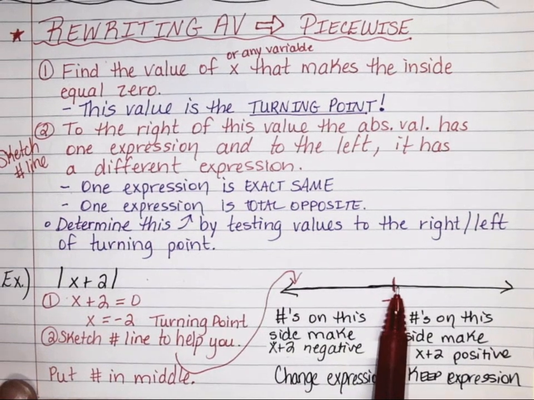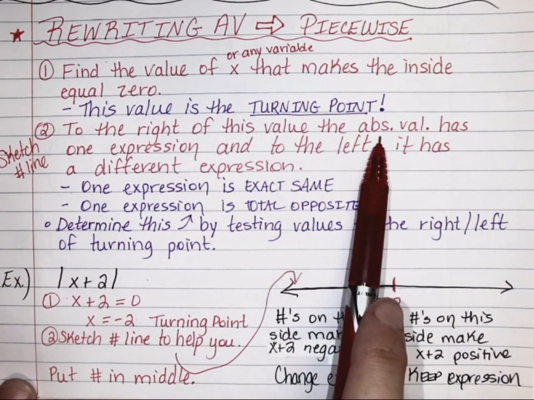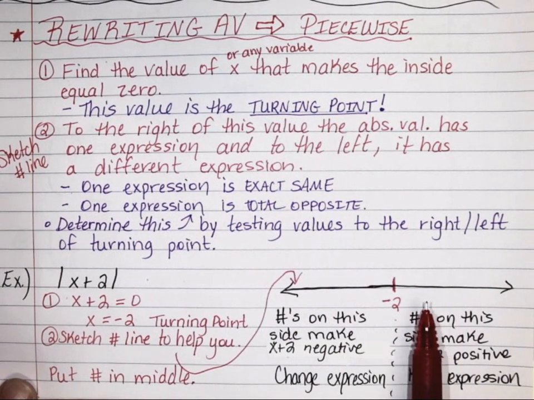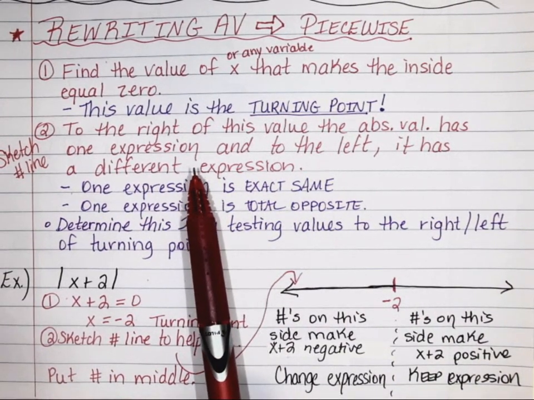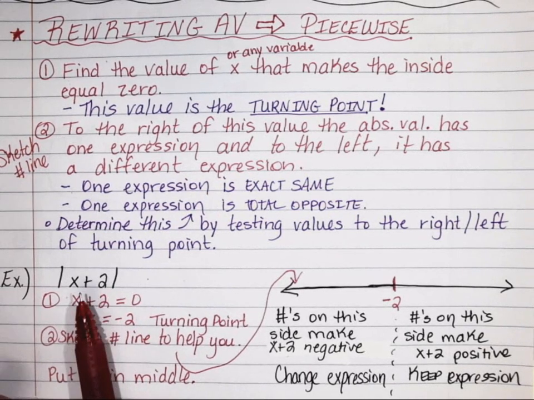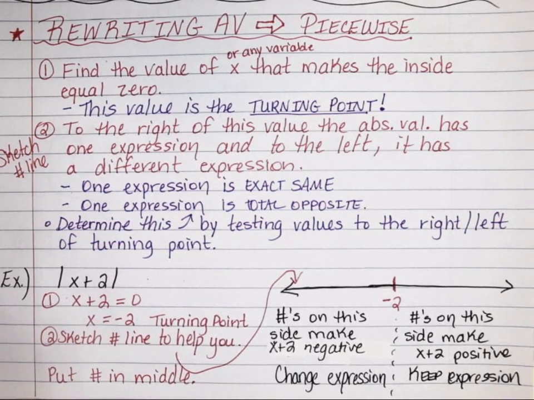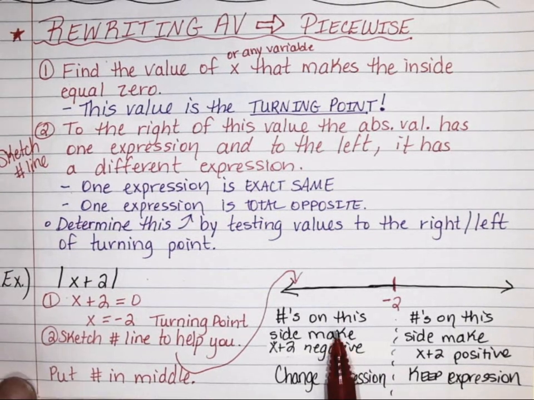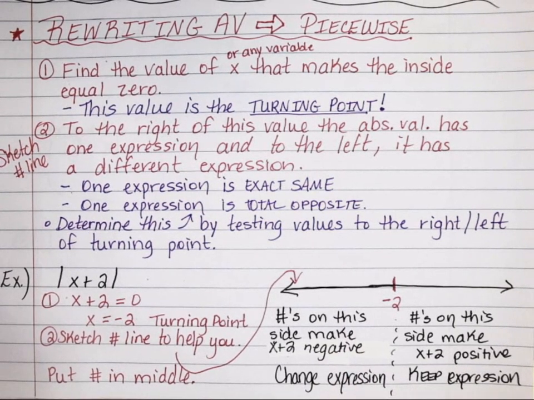And to the right of this value, to the right of -2, it's going to have one expression. Either it's going to stay the same or it's going to change based on what we just got through practicing. And to the left, it's going to have another expression. Once again, either going to stay the same or we're going to change it. And that's what I'm telling you here.